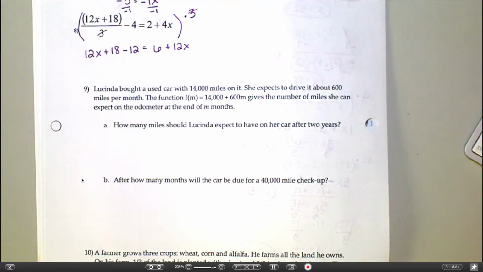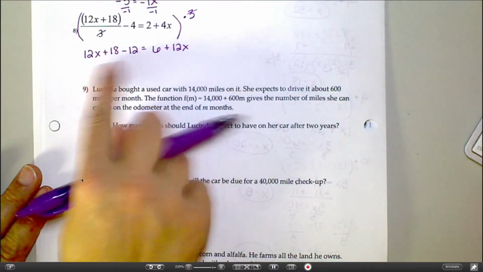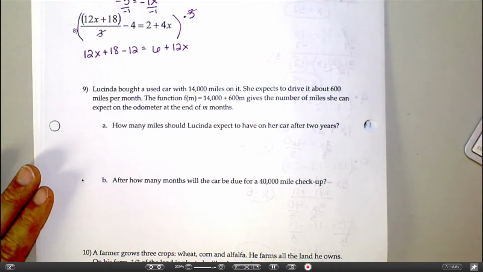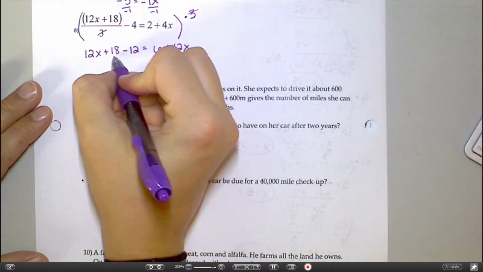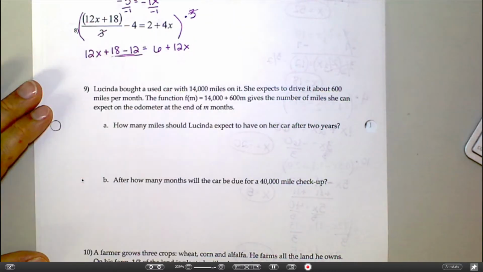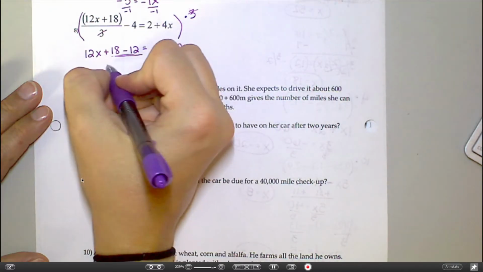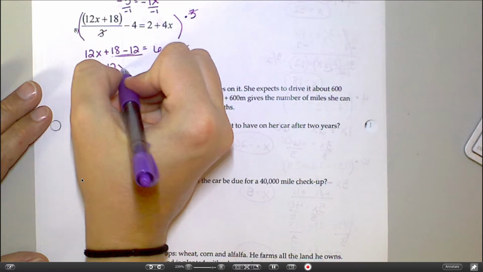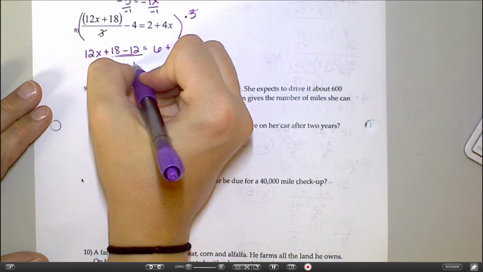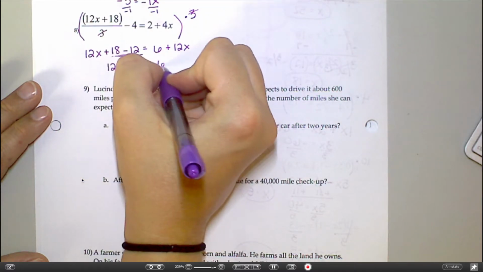Okay. Let's combine some stuff over here on the left. What's that going to look like once I combine whatever I can? Subtract 12x and 12x. Actually, first I'm going to put together the 18 minus 12. If you wanted to subtract the 12x right now, you could. But I'm going to get 12x plus 6, because 18 minus 12 is 6, equals 6 plus 12x.